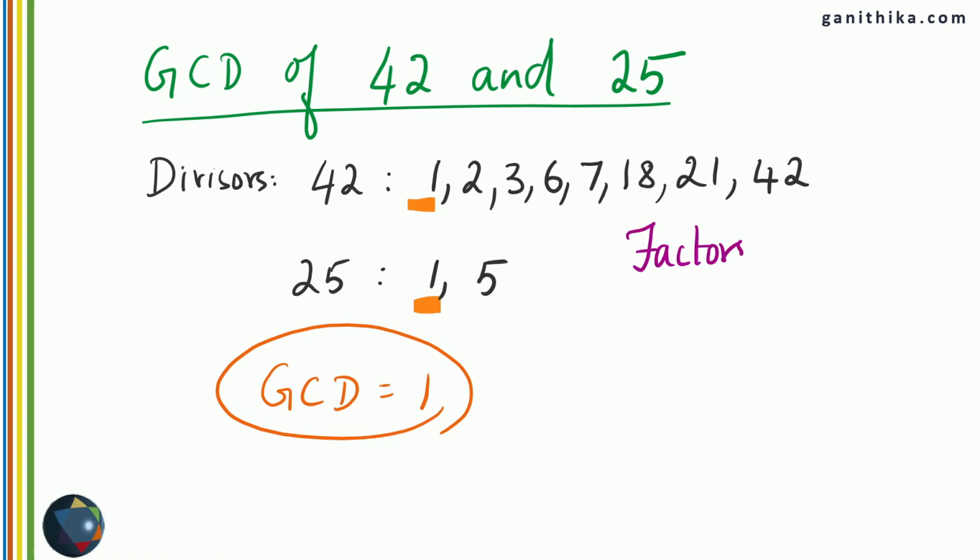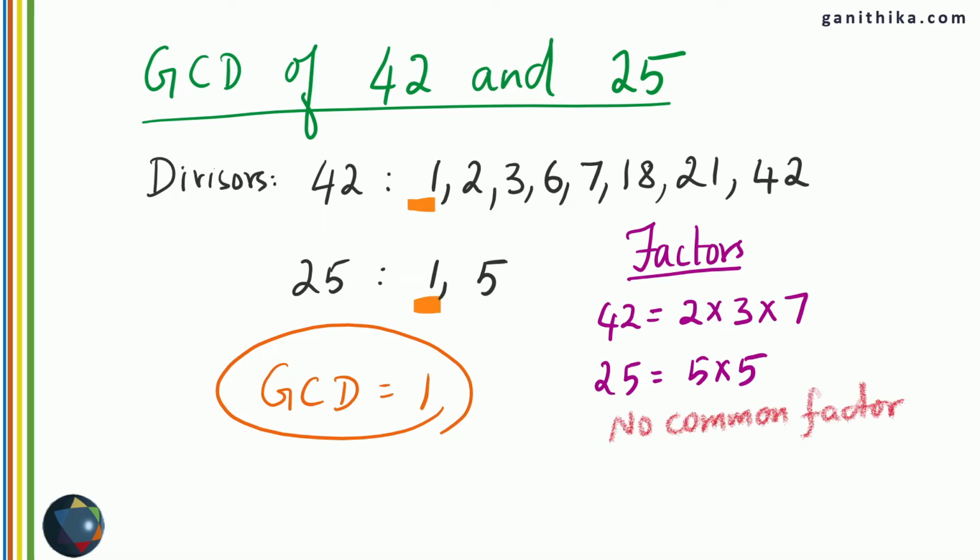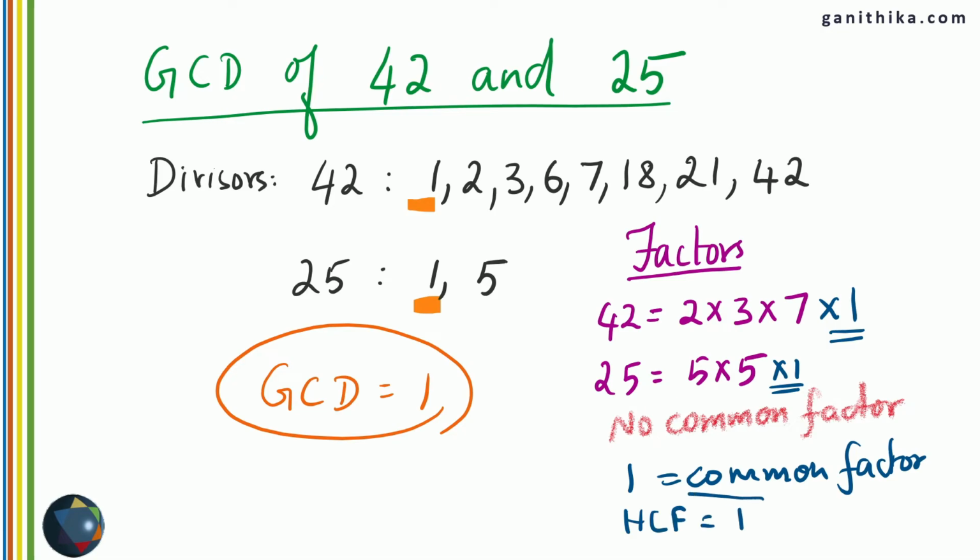Let me see how to do it with the factors method. 42 factorization: 2 times 3 times 7. 25 is 5 times 5. Now if you look for the common factors, we don't find any common factors here. But what we are missing is that we have a multiplication by 1 hidden in this factorization. So there is a multiplication by 1 in both the cases. Therefore 1 becomes the common factor. Therefore the HCF of 42 and 25 is 1.